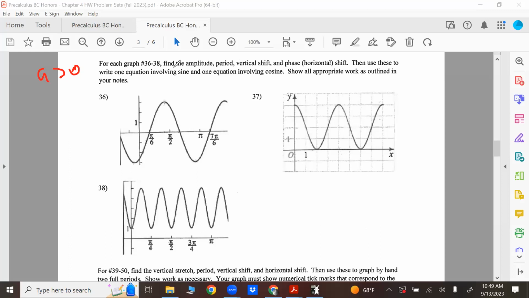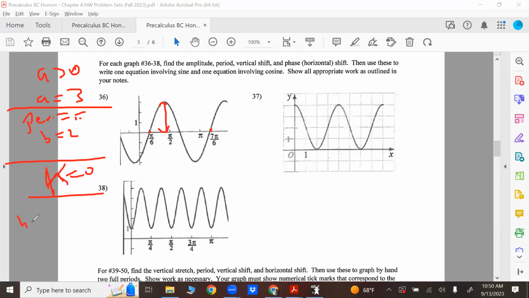All right. What's the amplitude here, by the way, guys? 3. So A equals 3. Period. So how long does it travel one cycle? So what is B going to equal then? So we're halfway there. Is there a vertical shift? So K equals 0. And H equals π/6. Actually, yes. No, it's π/6. Yeah, we're gonna make it π/6.